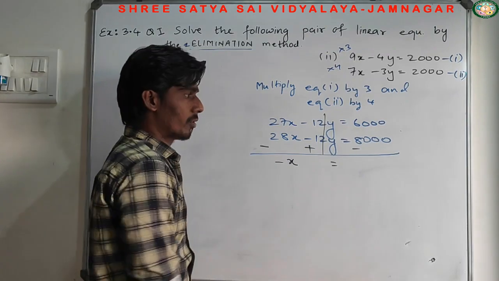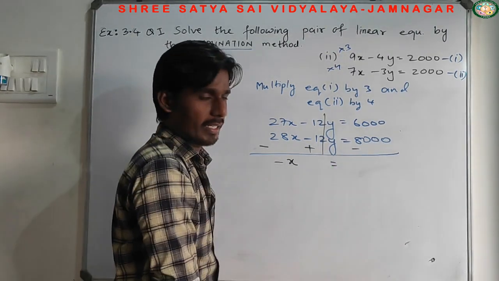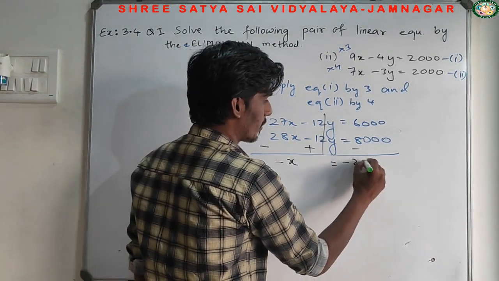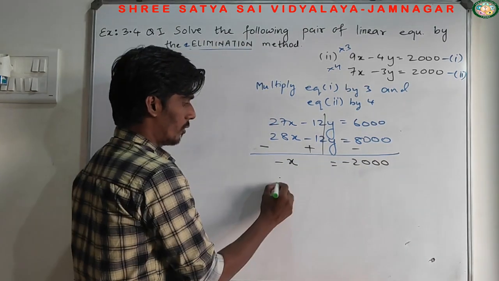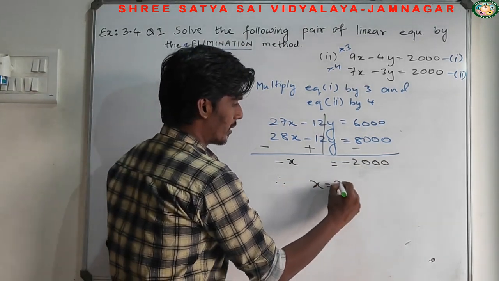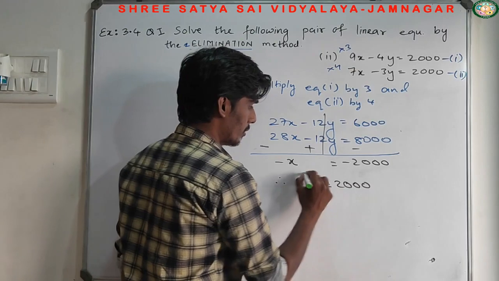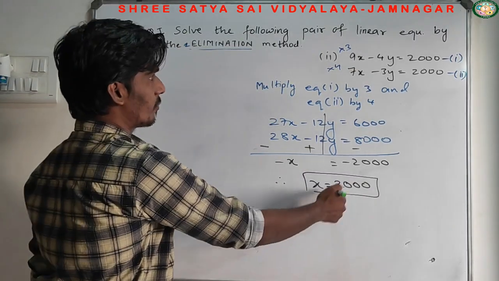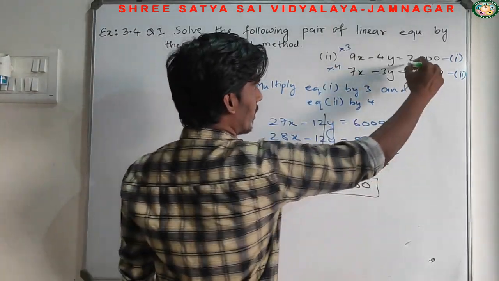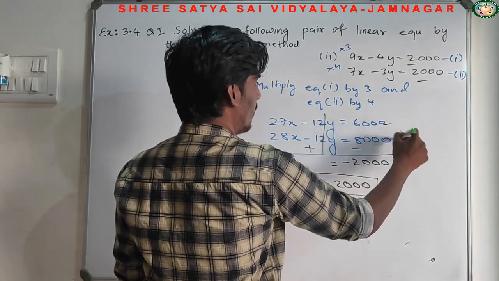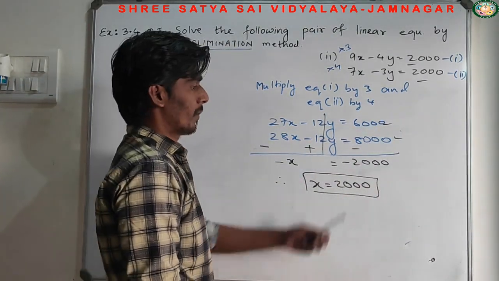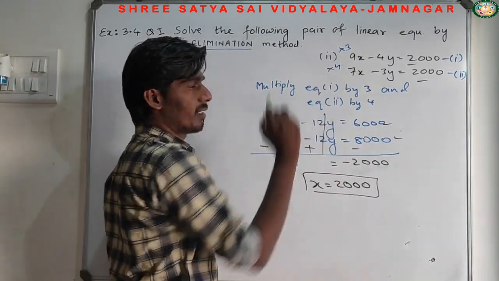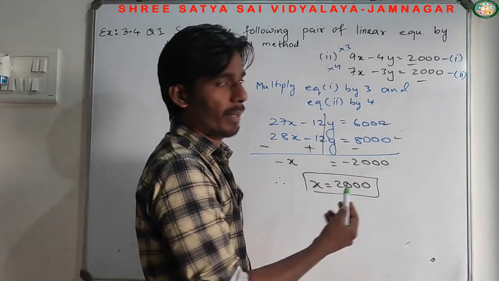8000 minus 6000, sign of 8000 is what? Minus, so greater number sign, minus 2000. So directly you got the answer, x equals 2000. Now replace this value anywhere in the equation, either in 1, 2 or 3, 4, anywhere you get the same answer. But always better to replace in the smallest or simplest equation.